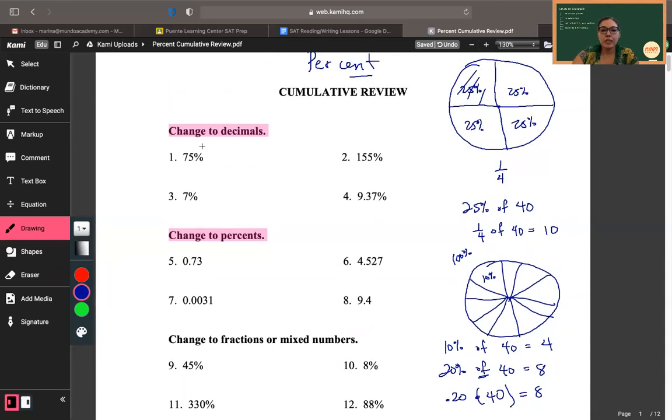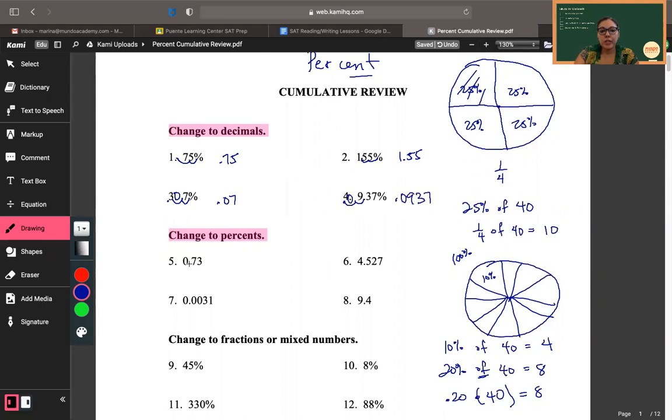The basics of percents would be changing a percent to a decimal. To do this, you always move the decimal twice to the left. So this is going to be 0.75, move it twice. 1.55, move it twice. Here there's no number there, so we add a 0, so 0.07. Here the decimal is here, so we're going to move it there. So that's going to be 0.0937.